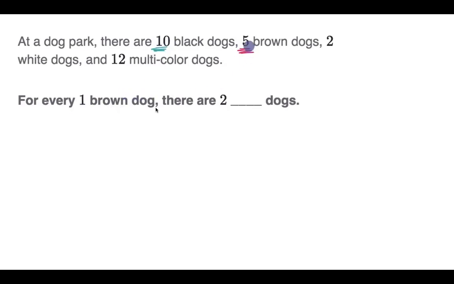Well, here we see for every five brown dogs, there are ten black dogs. So one way to think about it, the number of black dogs is always going to be twice the number of brown dogs. So for every one brown dog, there would be two black dogs. One way to think about it, the ratio between brown dogs and black dogs, and I used the wrong color, so I should use brown and black. So let me do that.